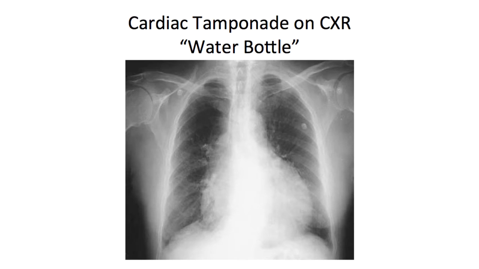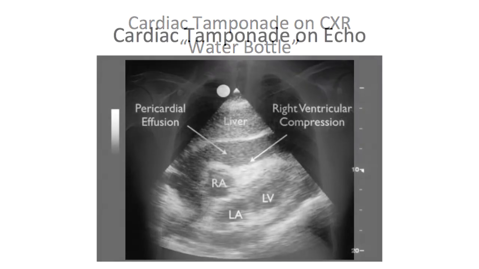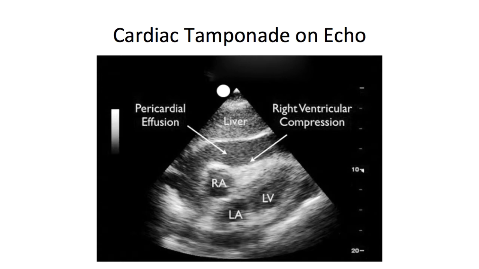On the chest X-ray, you'll see the same water bottle effect with the cardiac silhouette as you would see with pericardial effusion. On the echocardiogram, patients with cardiac tamponade will have increased pericardial fluid, which is the same finding that you would see in pericardial effusion. However, in cardiac tamponade, you'll notice that the right atrium and right ventricle collapse. The heart will also be swinging back and forth as it floats freely in the pericardial fluid. This is referred to as a swinging heart.